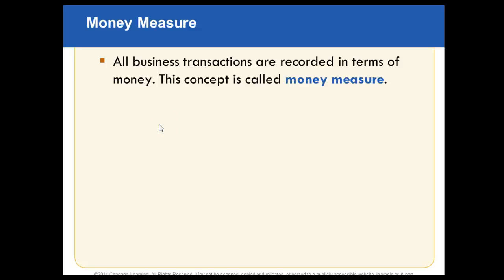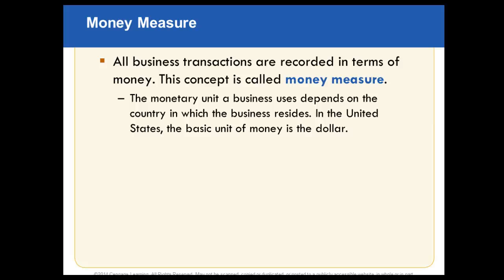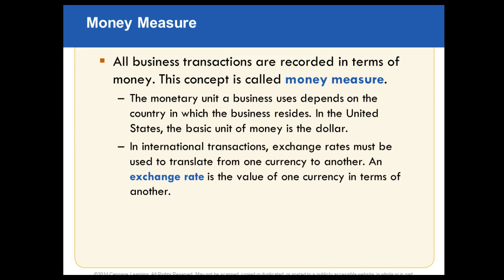Now, we measure these business transactions related to money, which is called the money measure. Remember, everything we do in the United States deals with the US dollar. Depending on which country you're in, if you're in Russia, it's going to be the ruble. If you're in France, it's going to be the euro. But in the United States, we're dealing with the US dollar. International transactions are more complicated because we're dealing with a couple forms of currency.